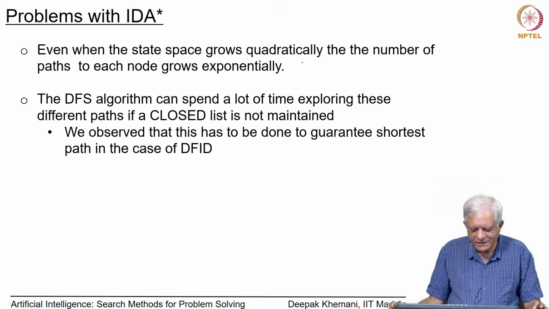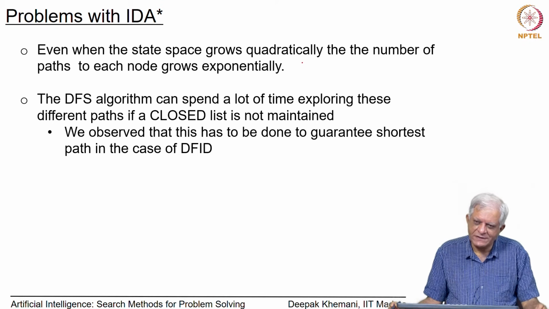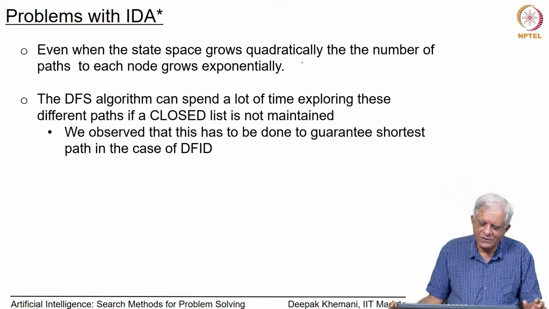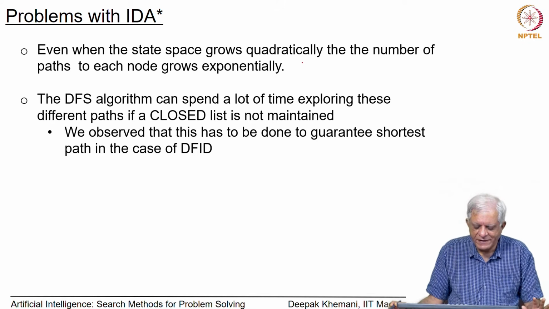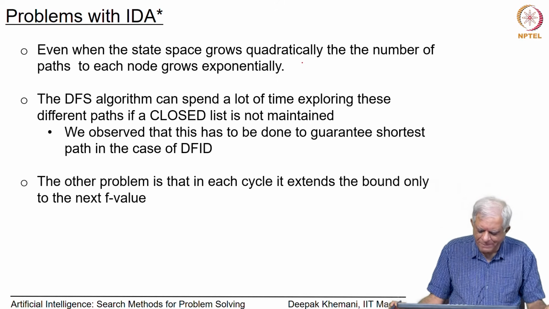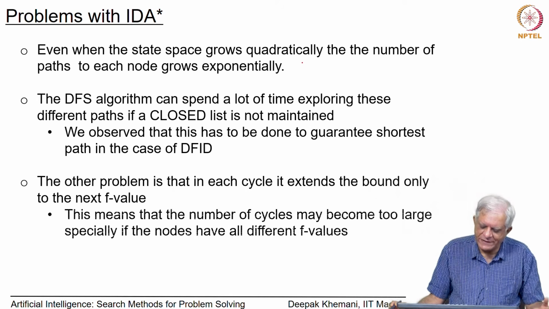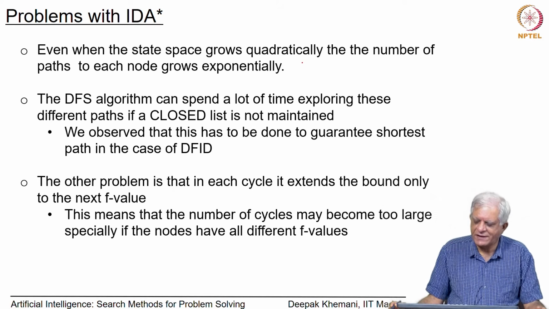Because the number of combinations grows exponentially, the depth first search algorithm, and we saw this in the example of DFID, can explore many different paths to the same node, especially when the closed list is not maintained. And we had argued that if you maintain the closed list, then in DFID we cannot guarantee the optimal path. So, we had said that in DFID you should not maintain the closed list. So, if you are not maintaining the closed list, then repeatedly visiting the same nodes again and again is going to be a problem. But it is also a problem that IDA star extends the path only to the next unexplored node.